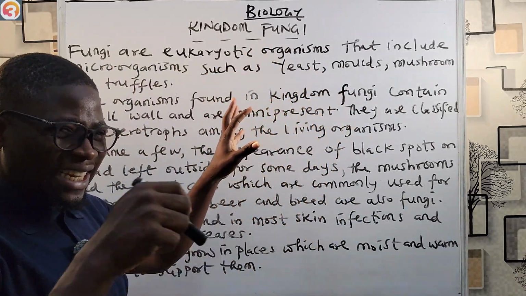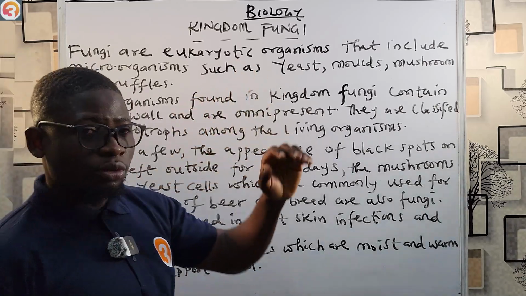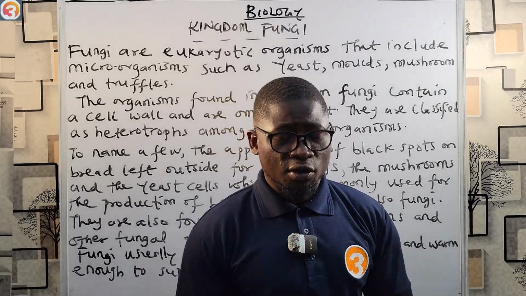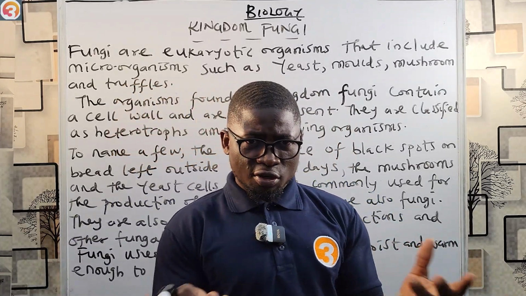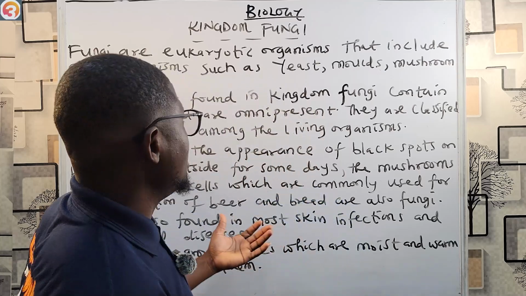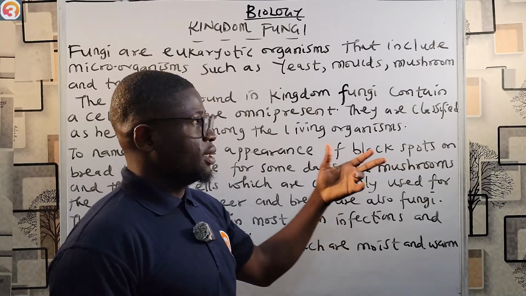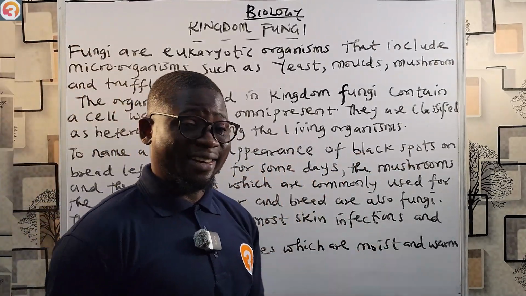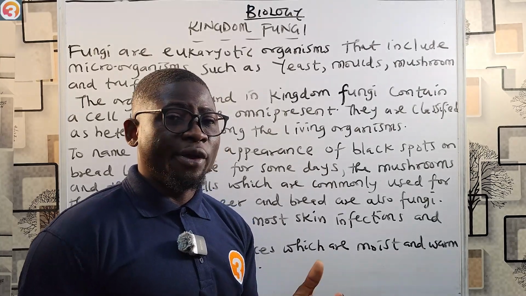That means they have a definite nucleus and they have membrane-bound organelles. They include microorganisms such as the yeast, the mushroom, the molds, and of course the truffles. So usually we talk about the yeast, the molds, and the mushroom. The truffles are just an extra addition. This truffle is what we call ectomycorrhizal fungi.